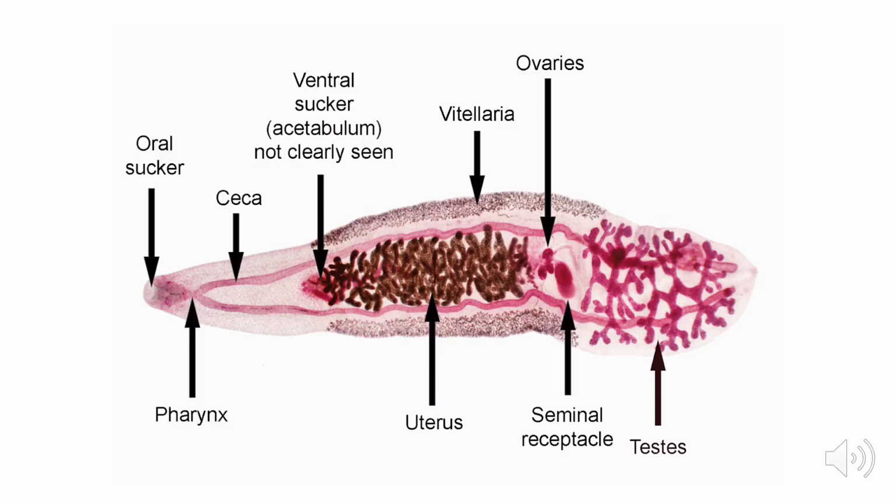So I want you to recall, where can you find the vitellaria and the uterus? So most likely this is the uterus of the worm, and this is its vitellaria. So I hope at this point you can already identify the testis, the ovary, the vitellaria, and the uterus.